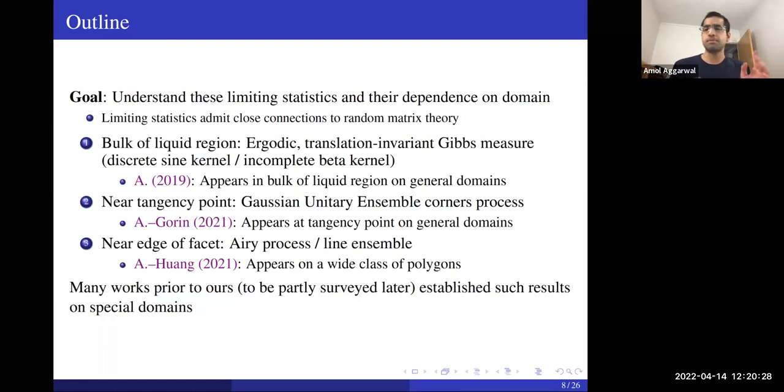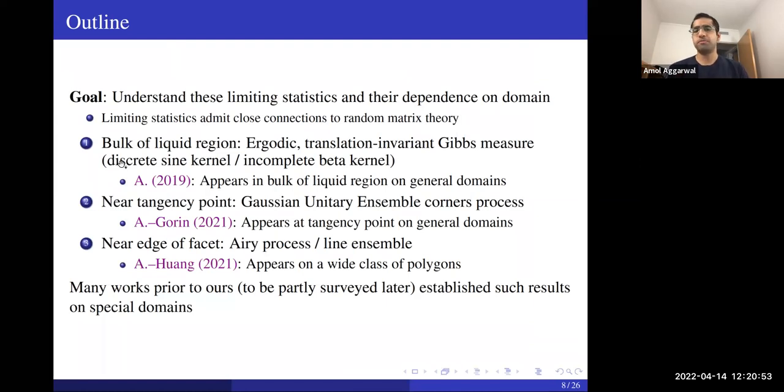So the first, as I mentioned before, is if you zoom into the bulk of the liquid region, what you'll expect to see there is an ergodic translation invariant Gibbs measure of some slope. I'll explain more of what that means. But eventually the theorem statement will be that this holds for very general families of domains.